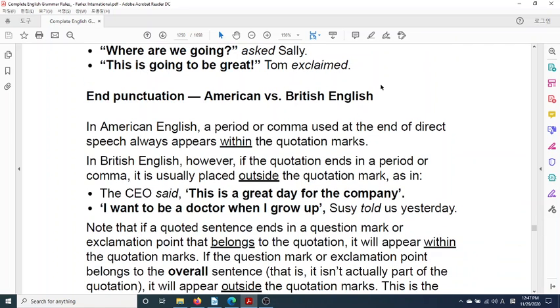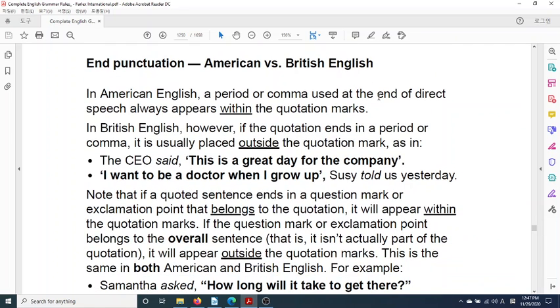End of punctuation, American versus British English. In American English, a period or comma used at the end of direct speech always happens within the quotation marks.